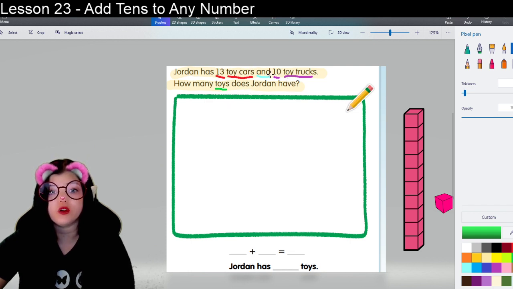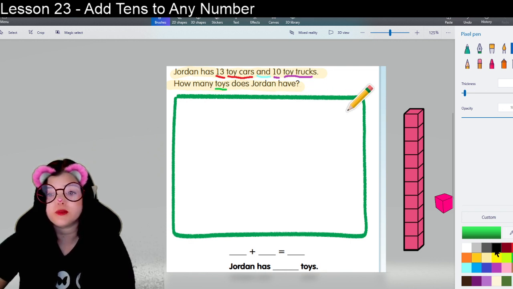Now we saw the word and, which means what? If I'm bringing two numbers together, am I comparing? Am I comparing my toy cars to my toy trucks? No. Minus compares. Gus the plus shares. So that means I'm going to be adding my toy cars and my toy trucks all together because they're asking how many toys does he have all together.